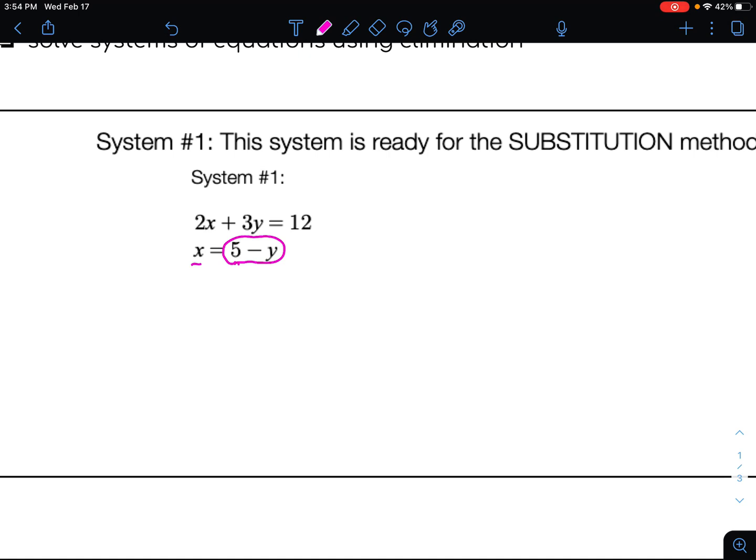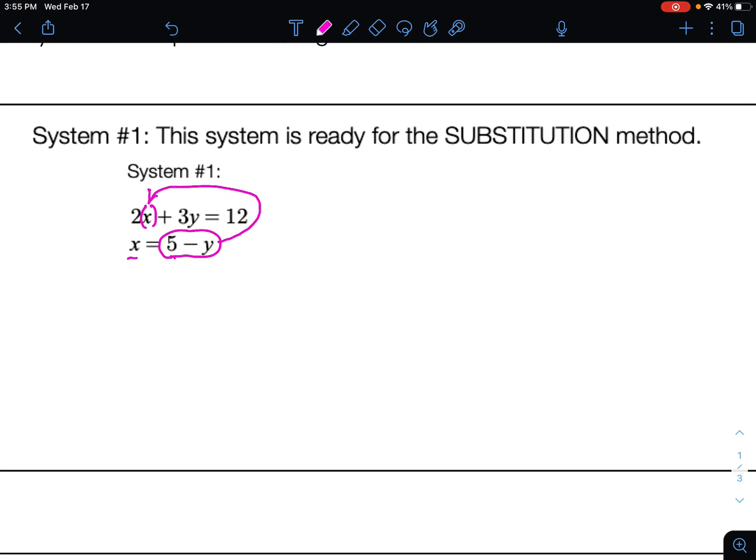It's kind of like the x is like a $20 bill, and the 5 minus y is like 4 $5 bills. They're equivalent to each other, so we can trade one out for the other. So in this case, we're going to trade out the x for the 5 minus y. So we can do the substitution step on this one. So let's go ahead and write that over on the right side here. So that would make our new equation rewritten 2 times 5 minus y plus 3y is equal to 12.